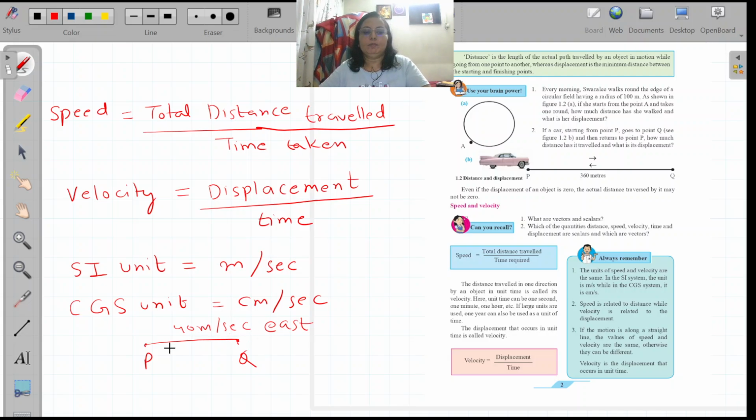Now the object has traveled between P to Q in a straight line. So speed is also same 40 meter per second and velocity is also same 40 meter per second. But when I am defining velocity, I am saying 40 meter per second east. I am giving direction along with it.